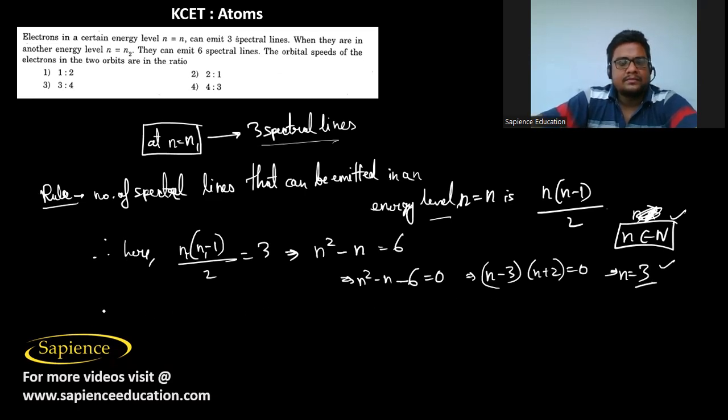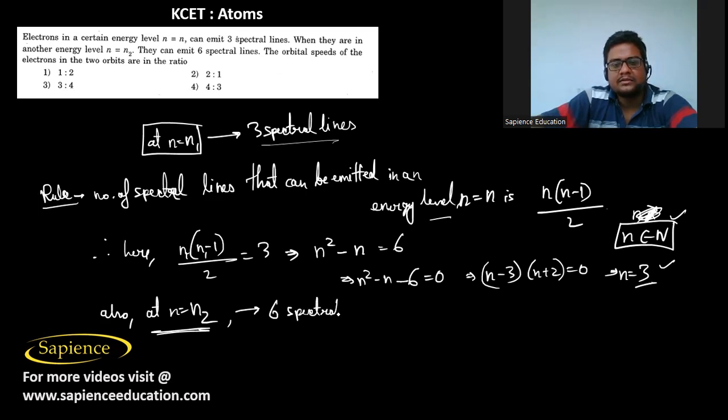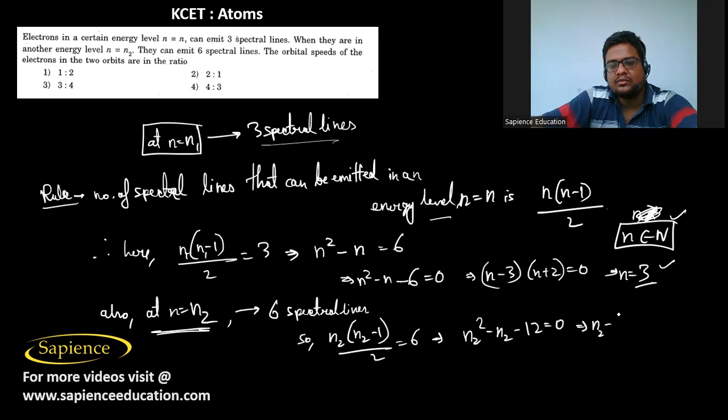And also, here it is told in another level at n equal to n2, we have 6 spectral lines. Therefore, n2 into n2 minus 1 by 2 is equal to 6. So n2 square minus n2 minus 12 is equal to 0. Therefore, n2 minus 4 into n2 plus 3 is equal to 0. So n2 cannot be minus 3, so n2 should be equal to 4 here. So it means that n1 is equal to 3 and n2 is equal to 4.